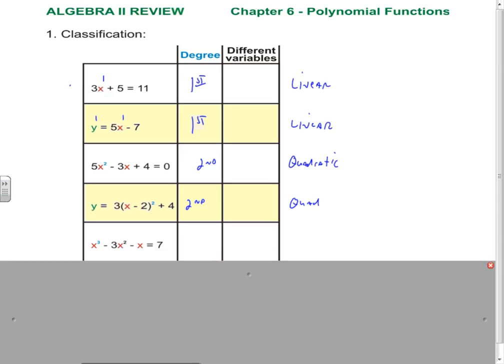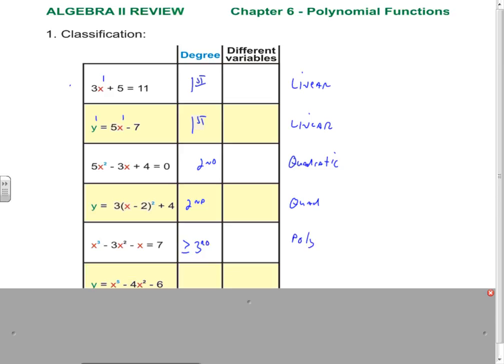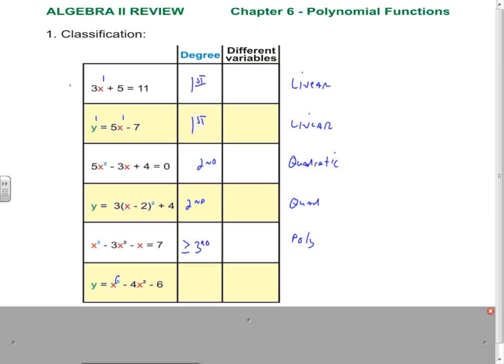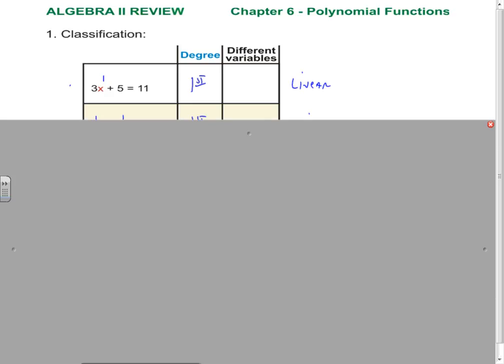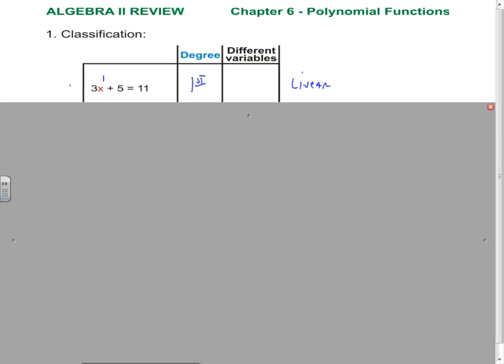This example, remember the degree is the degree of the highest degree term. So this is a third degree. And remember, any degree greater than or equal to third is a polynomial. So our last example, we have a fifth degree. But again, fifth degree is greater than or equal to third degree, and therefore it's a polynomial. So the first thing you've got to determine is what is the degree, and the degree will tell you whether it's linear, quadratic, or polynomial.